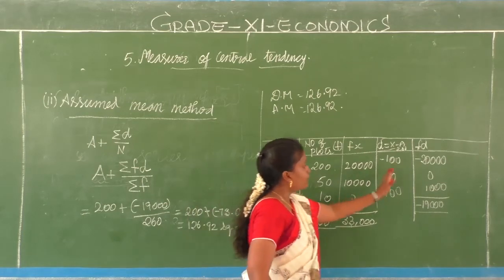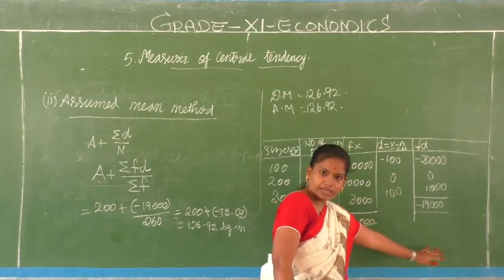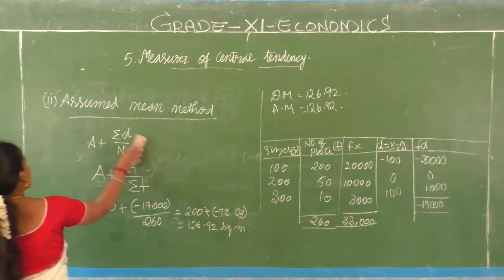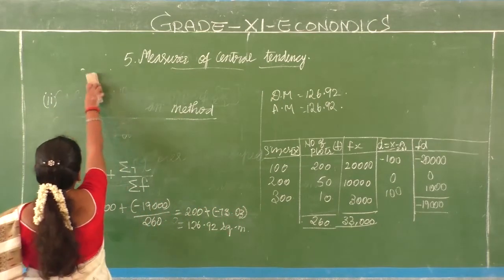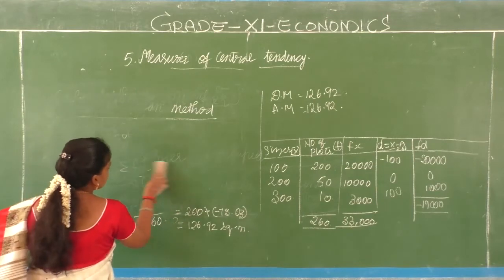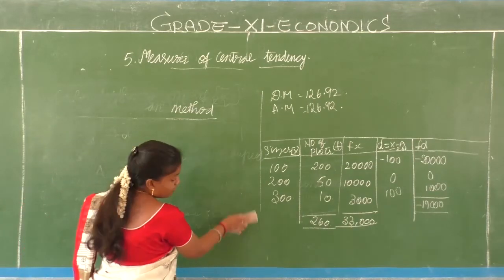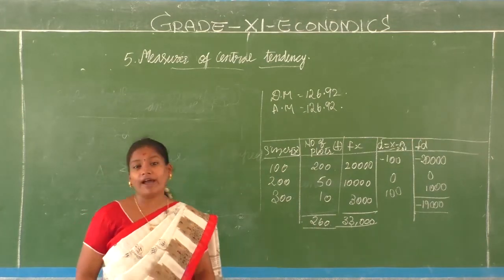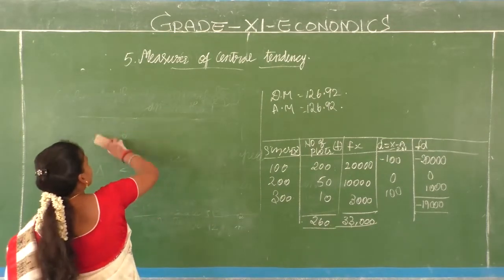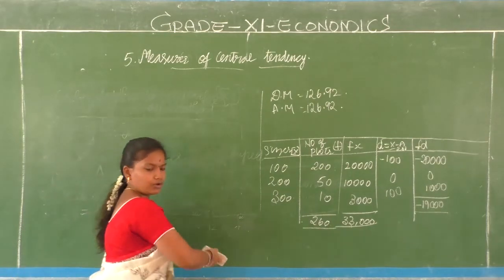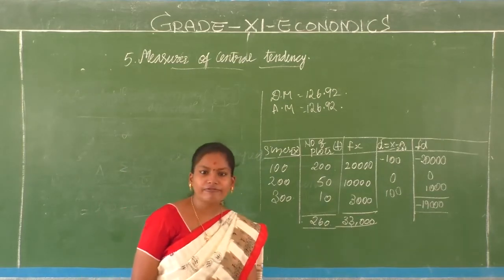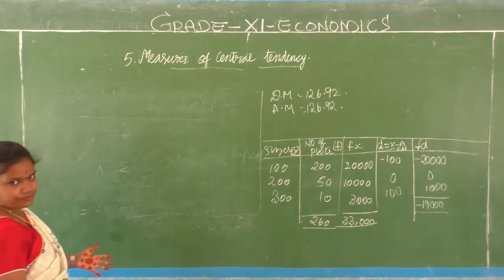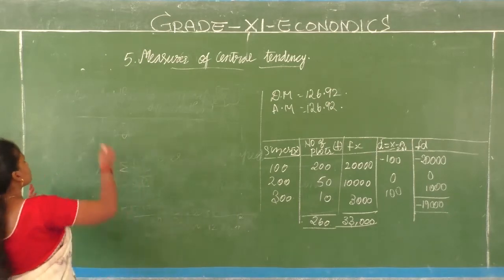Okay, children. And then you find sigma fd done. What are we going to do next? We are moving on to the third method, which is the step deviation method. So what did we do in the step deviation method for ungrouped data, children? Do you remember? We used a common factor to divide this x minus a. What did we do? We used a common factor to divide this x minus a to find a d dash. Right. So what was the formula then?